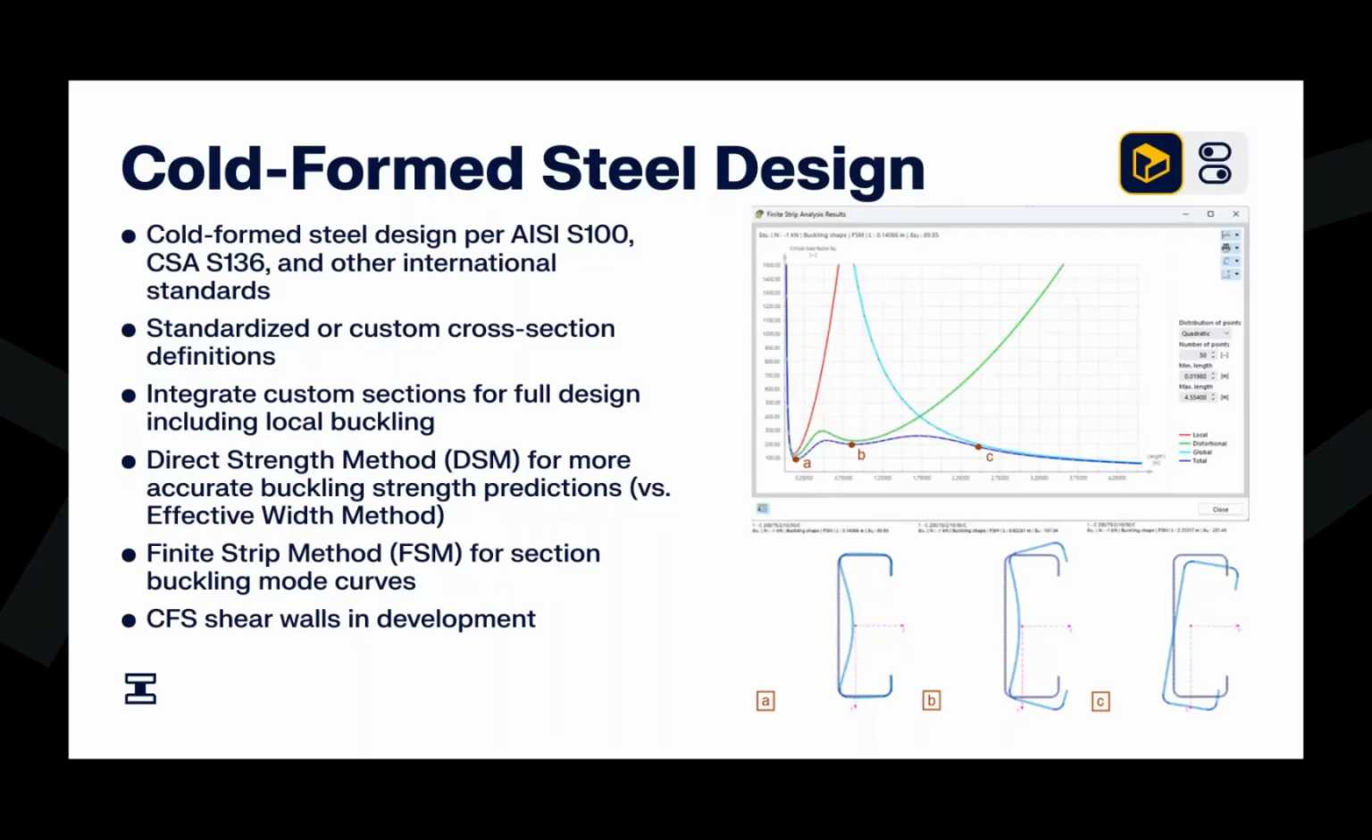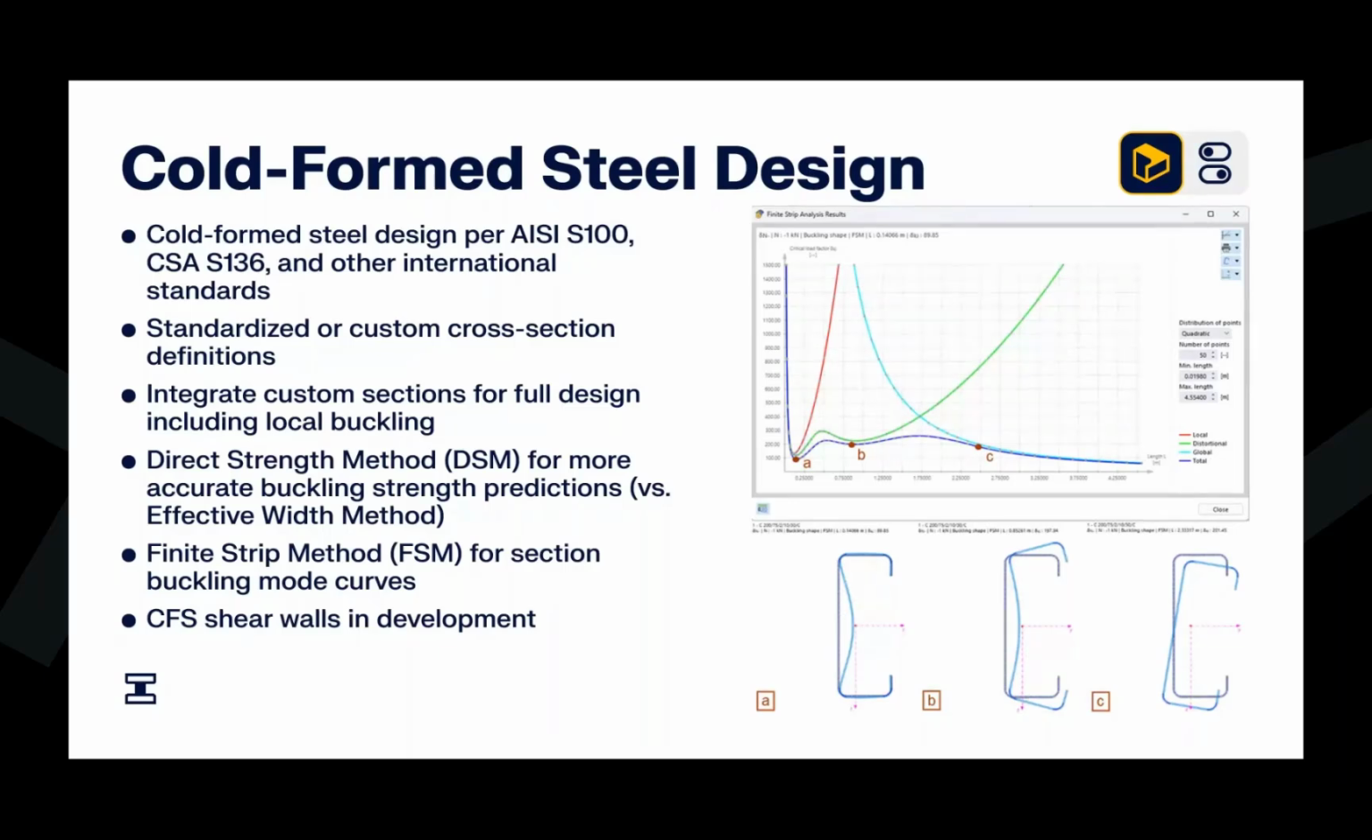Or again, integrating from our section for much more complex custom cross sections. I will mention this here and a few more times as well. The really powerful thing when we're talking about cold form steel or ADM aluminum sections is the ability to also design these members but check local buckling.